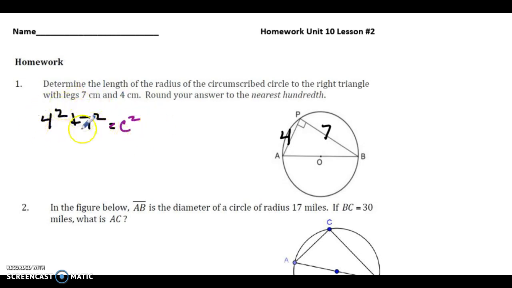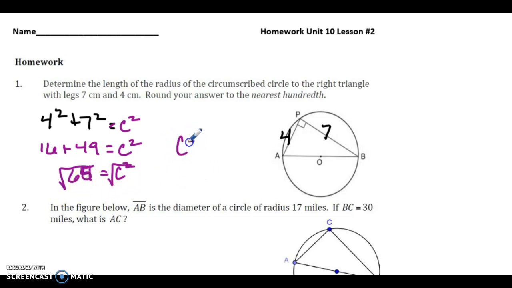We have 16 plus 49 equals c squared. And 16 plus 49 gives me, what does that give me? 64? Nope, 65. All right, so this says round to the nearest hundredth. So when I take the square root of both sides, I can just get a decimal answer there to the nearest hundredth. Keep in mind that answer is going to be the whole diameter, and the question is asking you for the length of the radius. So once you get your value of c, you're going to have to divide it by 2 to get the length of the radius.